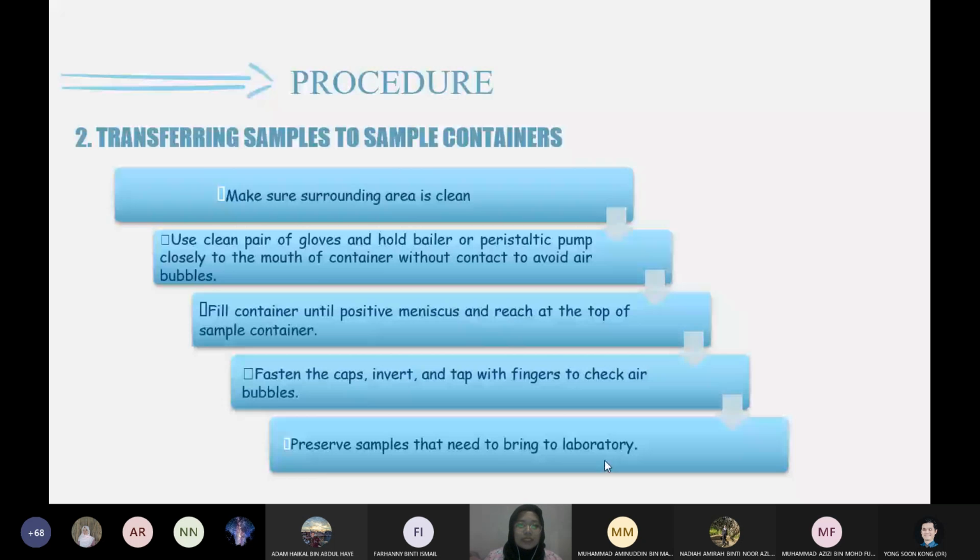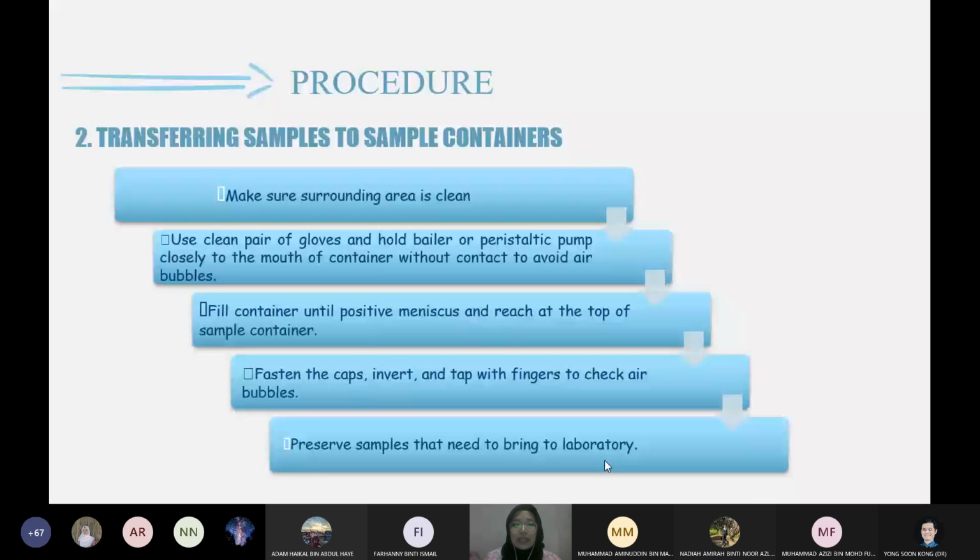Hold baler or peristaltic pump closely to the mouth of container without contact to avoid air bubbles. Fill container until positive meniscus where it reach at the top of sample container. Fasten the cap, invert, and tap with fingers to check air bubbles. If present, discard and refill new samples. And then preserve samples that need to bring to laboratory.